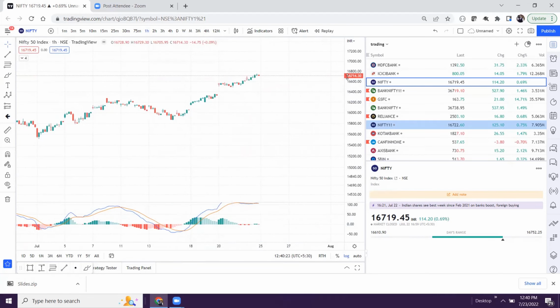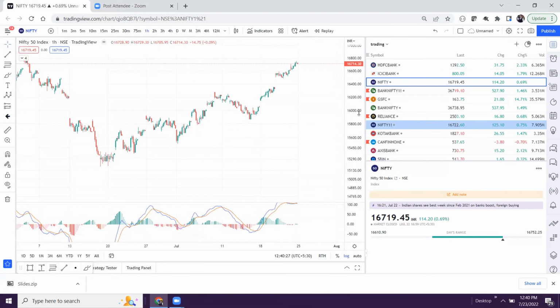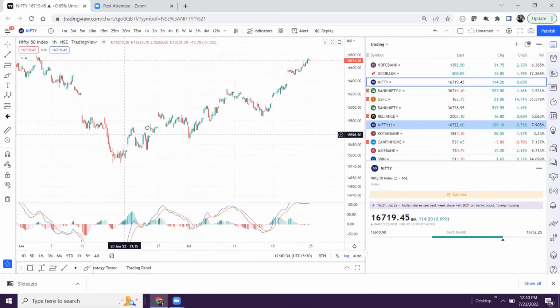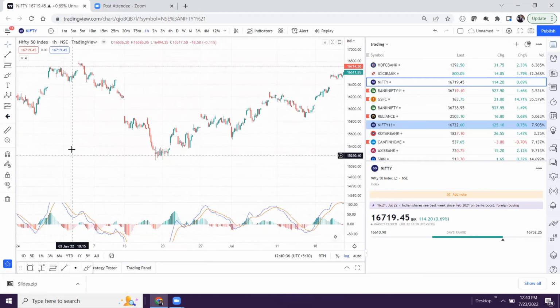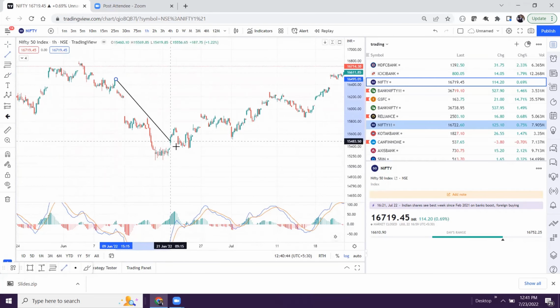In the previous webinar, I gave a very important, very easy and very brilliant strategy of higher highs and higher lows. So from this point, let us track the higher highs and higher lows. Suppose this is the trend line. Let me draw the trend line on the hourly time frame. So this is the trend line.